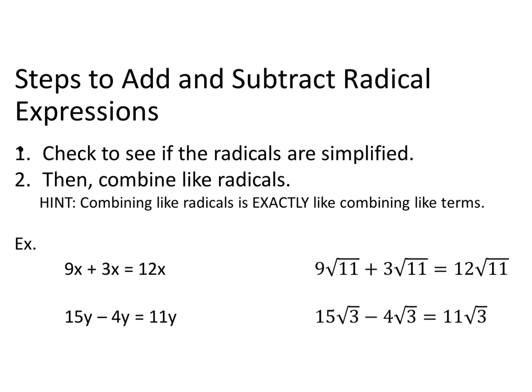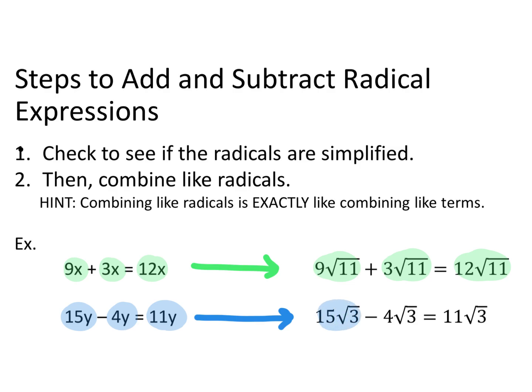So for example, like how we can combine 9x and 3x to become 12x, you apply the same idea with radicals, so that 9 root 11 and 3 root 11 become 12 root 11, just adding the coefficients. And for subtracting, you can combine 15y minus 4y to become 11y. And in the same idea, like combining like terms, I can subtract 15 root 3 minus 4 root 3 to become 11 root 3, just subtracting the coefficients as well.